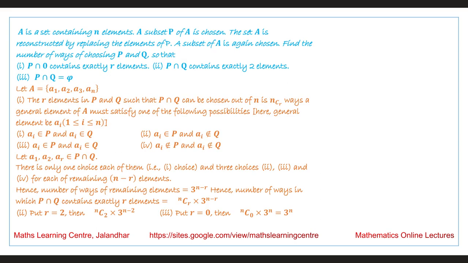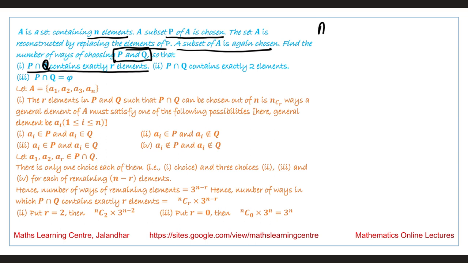Next, a set A contains n elements. A subset P of A is chosen. The set A is reconstructed by replacing the elements of P. The same conditions are there. A subset Q of A is again chosen. Find the number of ways of choosing P and Q such that P intersection Q contains exactly R elements.